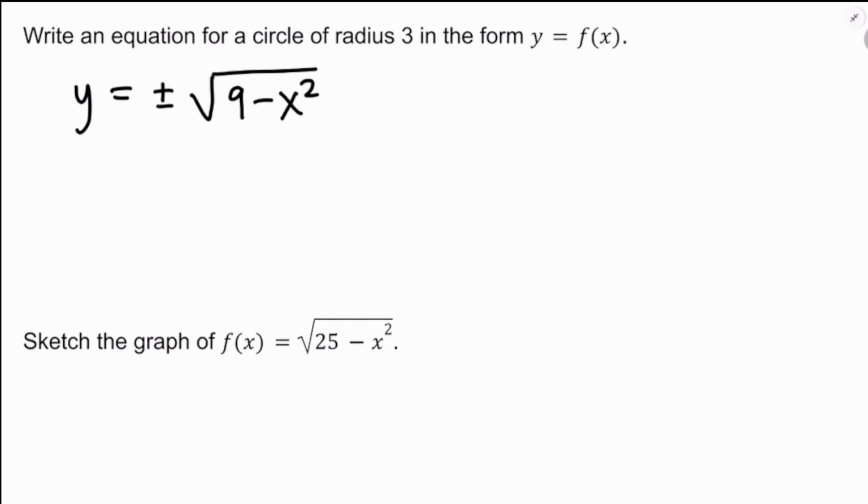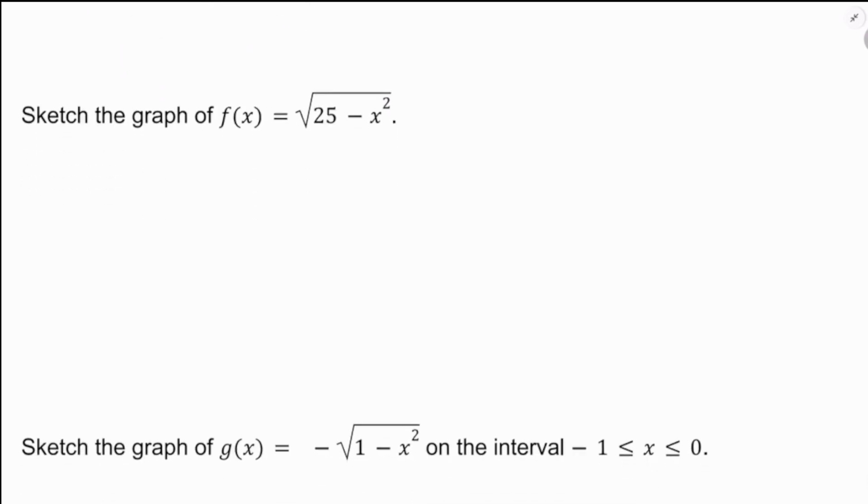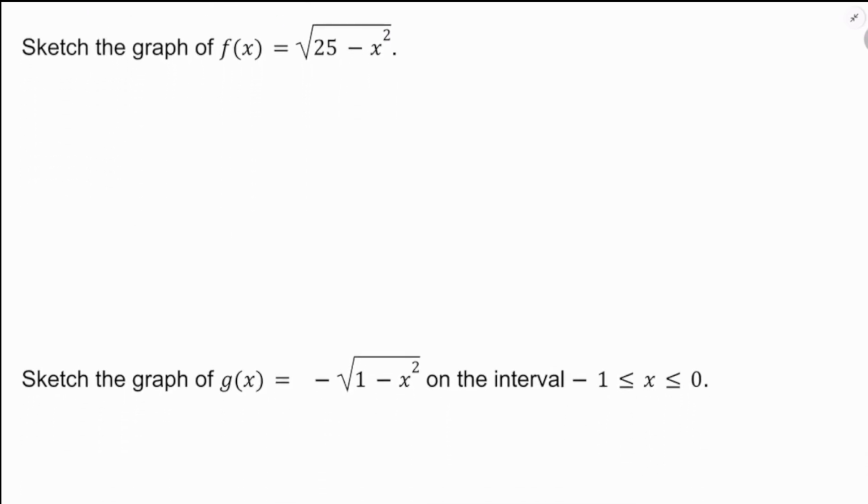Now, we have looked at a function that was the square root of a number squared minus x squared when we were finding an inverse function, just a couple lessons ago. But that was kind of a different discussion. That was kind of what sparked the idea in my mind that maybe we needed to talk about these. Now, sketch the graph of f of x equals the positive square root of 25 minus x squared.